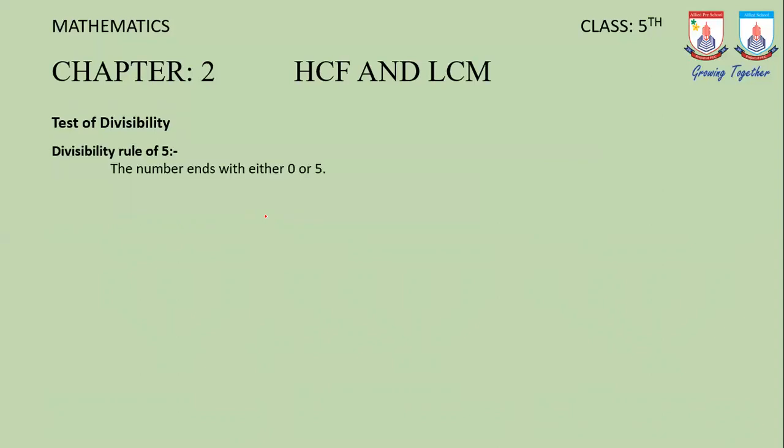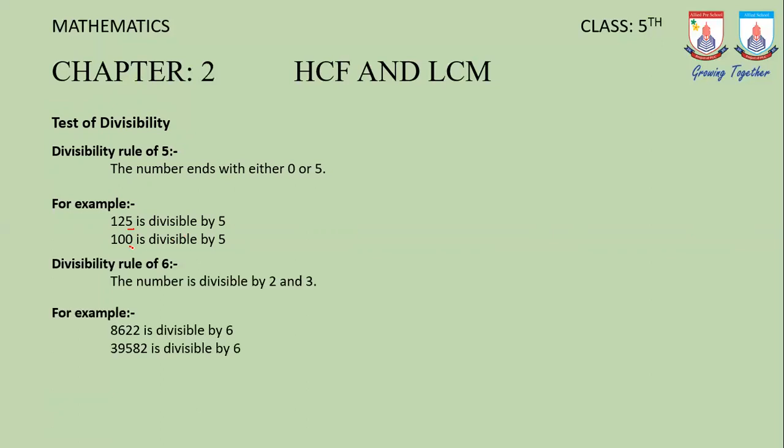Divisibility test of 5. It is a very easy divisibility test. This test says that the number ends with either 0 or 5. If the unit place of that number is 0 or 5, then we can say that the number is divisible by 5.